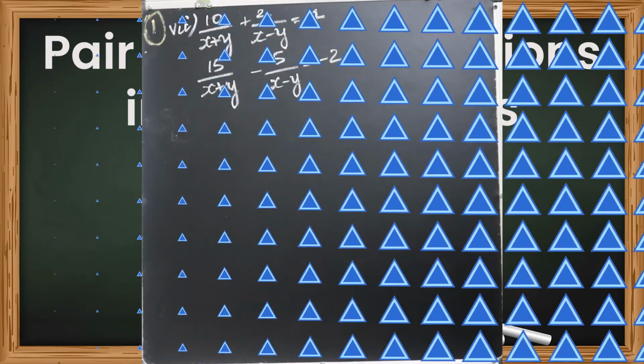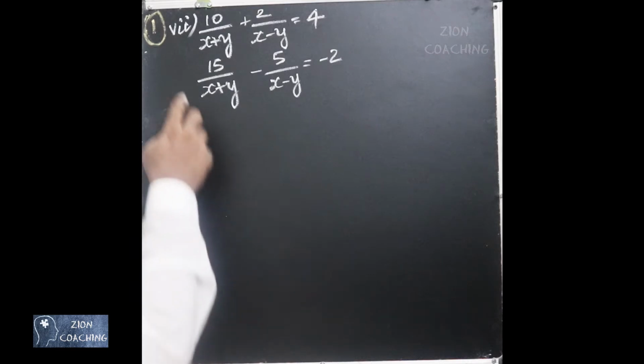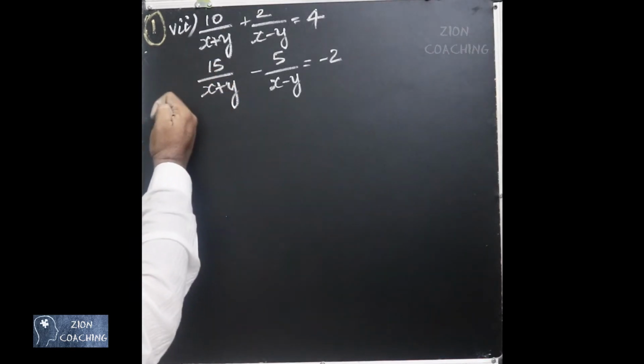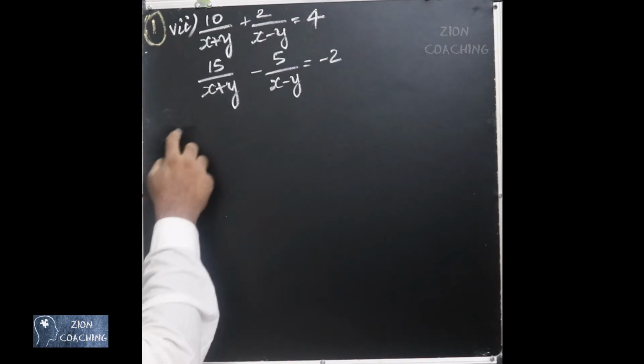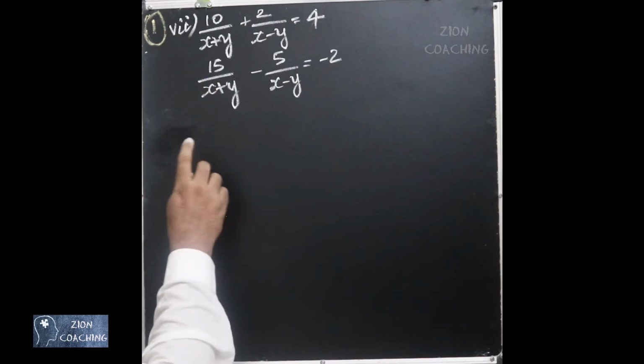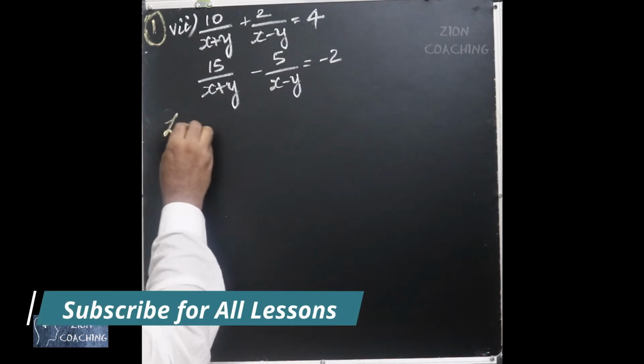They have given two equations. We are going to reduce them into a pair of linear equations and solve them. We have 10/(x+y) + 2/(x−y) = 4. The second equation they have given is 15/(x+y) − 5/(x−y) = −2.